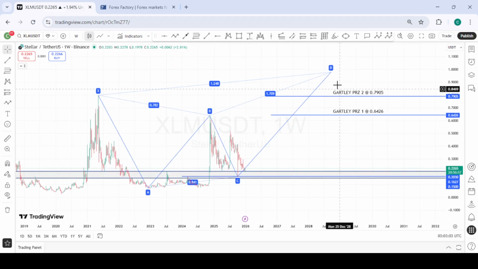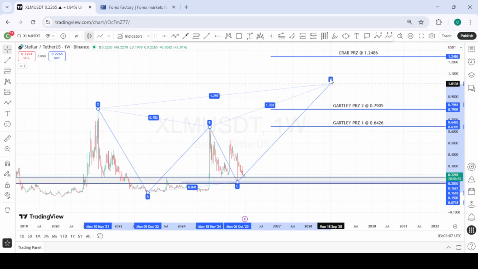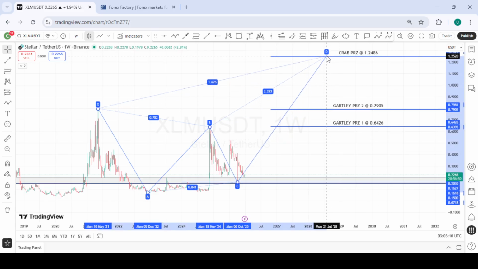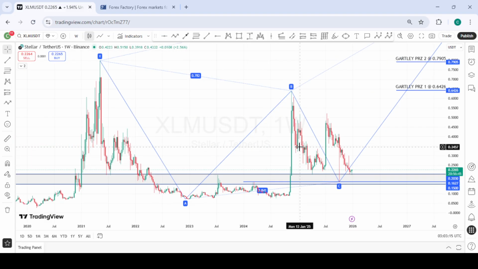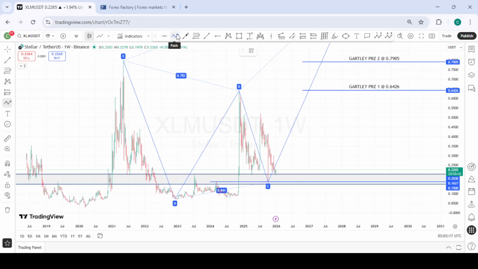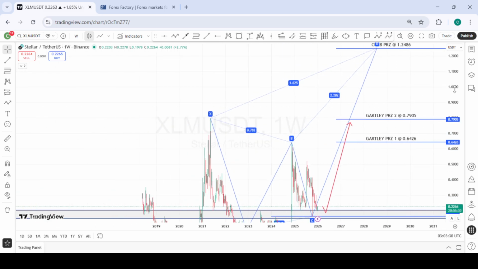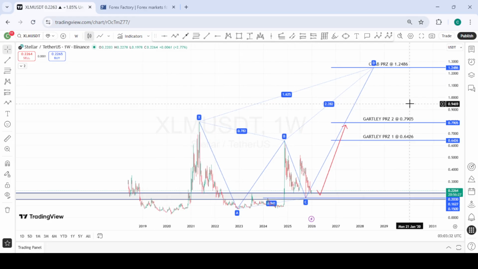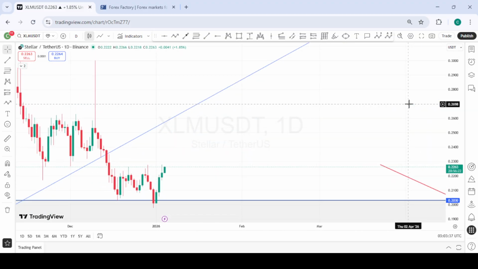So if you are a long-term investor, you are into DCA, you can look for it. You can start buying. This is a very good area for you to start buying. Where price currently is, is a very good zone for you to start buying, and the price will likely head towards these targets we have here around 0.64, 0.79, and then around $1.24.